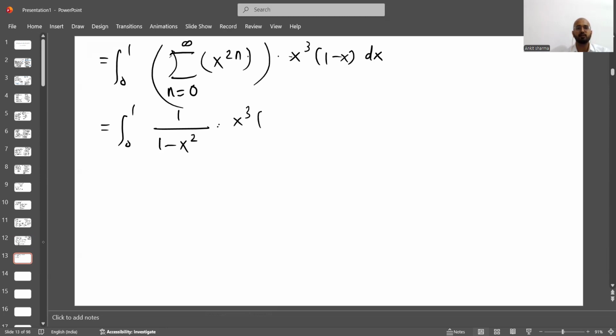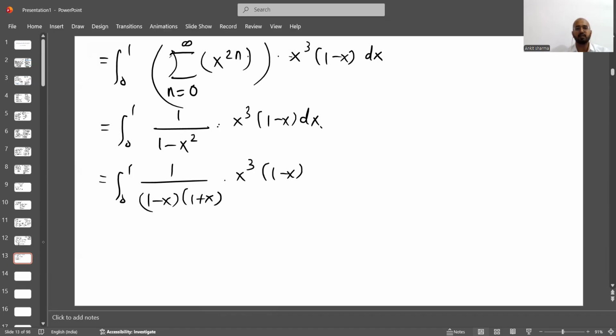Then we have here x cubed into 1 minus x into dx. This could again be written as 1 over 1 minus x into 1 plus x, then x cubed, and here we have 1 minus x into x. So these two get cancelled. Then this is the integral from 0 to 1 of x cubed over 1 plus x.